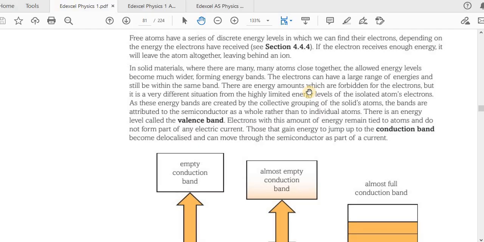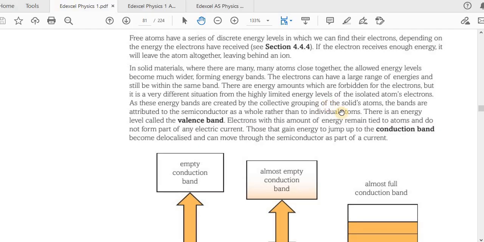There are energy amounts which are forbidden for the electrons, but it is a very different situation from the highly limited energy levels of isolated atoms' electrons. As these energy bands are created by the collective grouping of the solid's atoms, the bands are attributed to the semiconductor as a whole rather than to individual atoms. There is an energy level called the valency band.